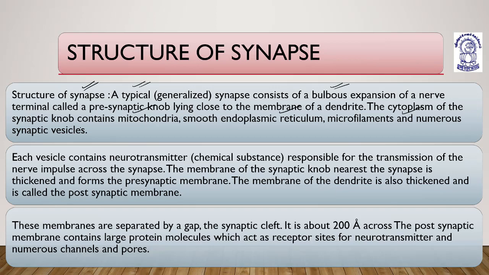The cytoplasm of the synaptic knob contains mitochondria, smooth endoplasmic reticulum, microfilaments, and numerous synaptic vesicles. Each vesicle contains neurotransmitter, a chemical substance responsible for the transmission of nerve impulse. The membrane of the synaptic knob nearest to the synapse is thickened and forms the presynaptic membrane. The membrane of the dendrite is also thickened and called the postsynaptic membrane. These membranes are separated by a gap known as the synaptic cleft, around 200 angstrom across.